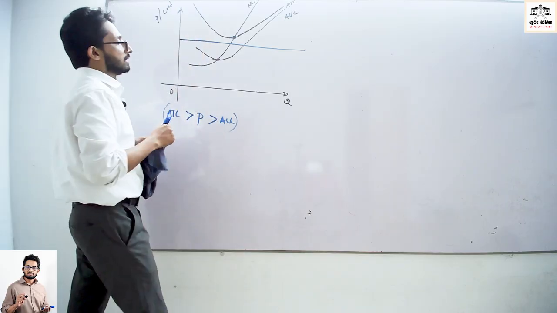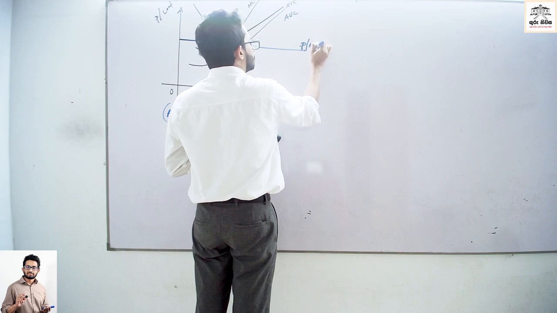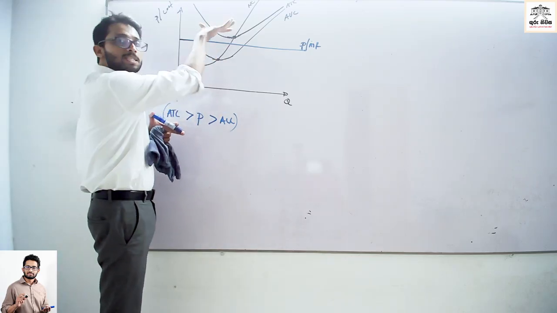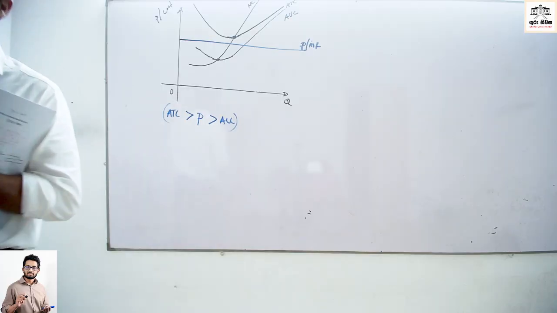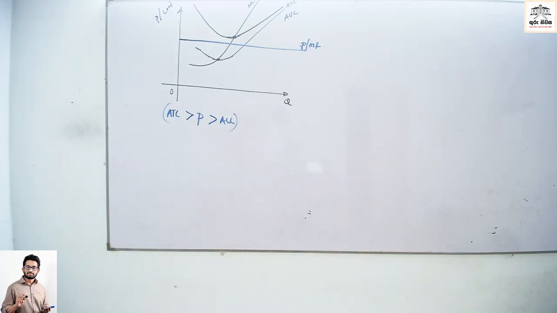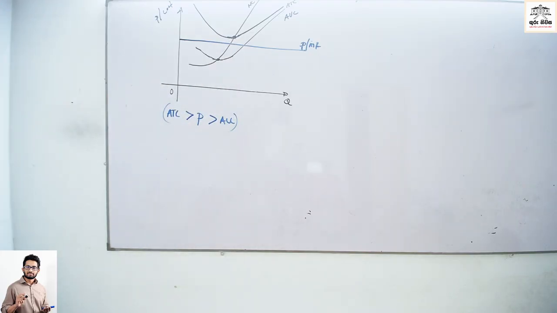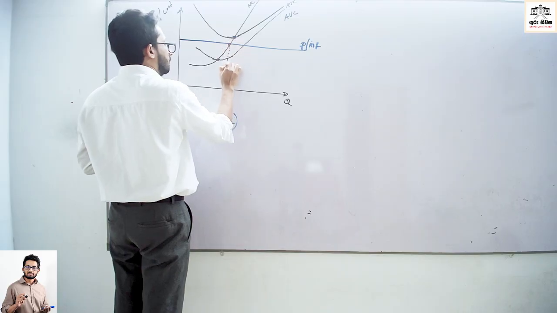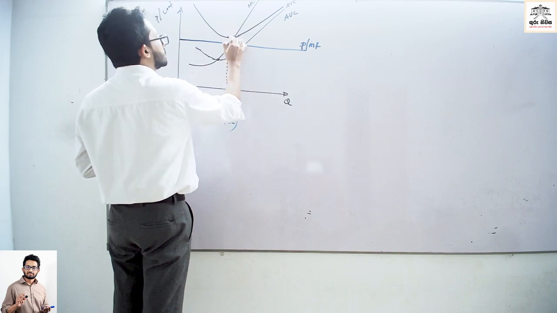Okay. Right. This is the price of the product, price or MR. Look, the price is below the minimum average total cost, but above the average variable cost. Then this is the profit maximizing output level. Assume that here the quantity is 50 units.